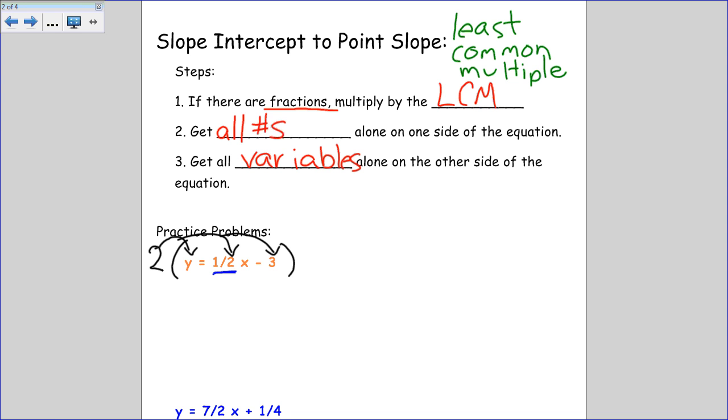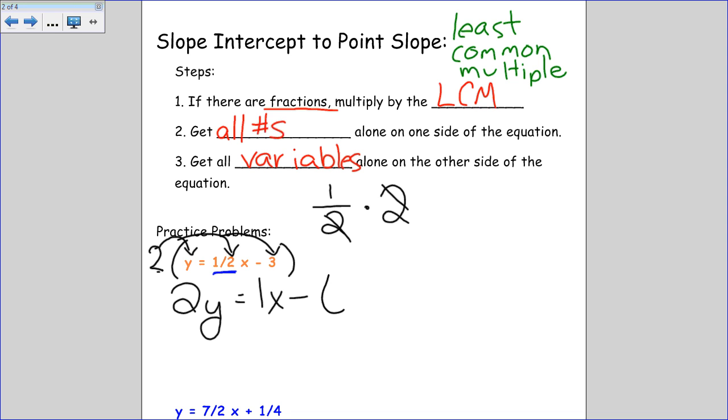So when I distribute, I'm going to get 2y equals, well, what's 1/2 times 2? Don't my 2's cancel, and I'm just left with 1? Okay, so I can say 1x, that's okay. Or I could just write x. And what's 2 times -3? Good, 2 times 3 is 6, and since it's negative, it'll be -6. Okay, so step 1, done.